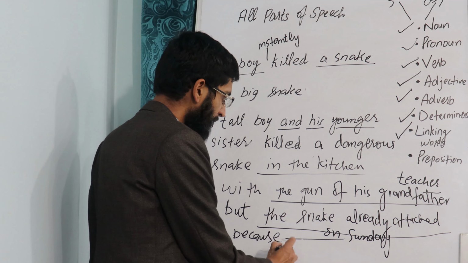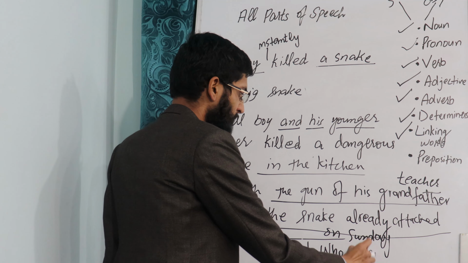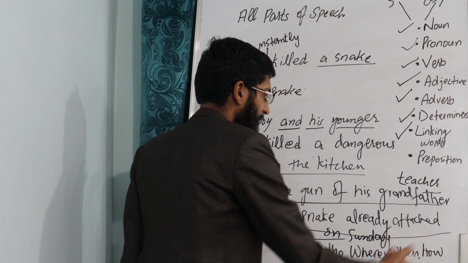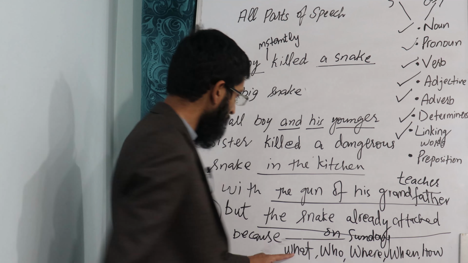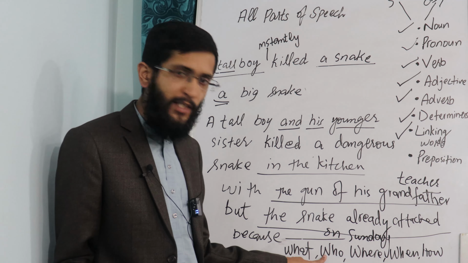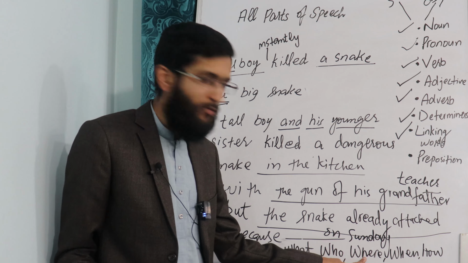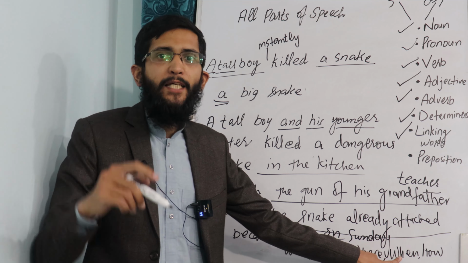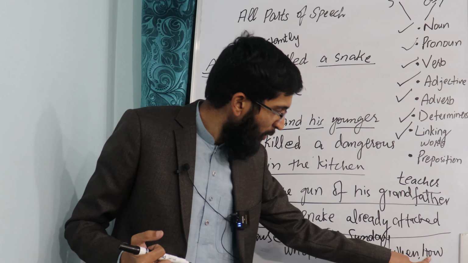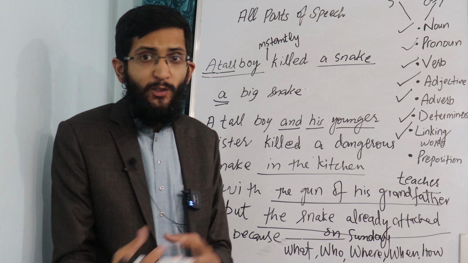Like what, who, where, when, how, and why. So what happened? Somebody killed a snake. Who killed the snake? Brother and sister. Where did they kill? In the forest. When? They killed on Sunday after they had finished the dinner, at evening time. How? They used a gun. Why? Because they wanted to save their family. So this is the technique.